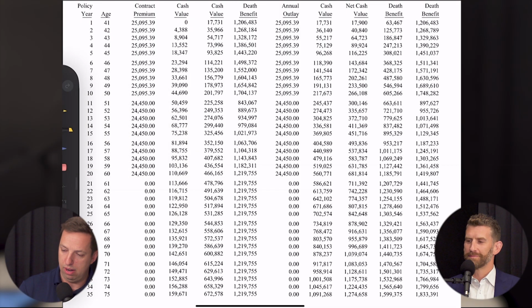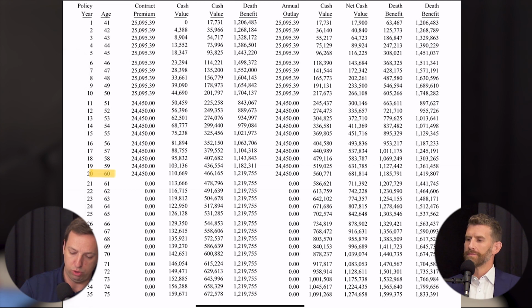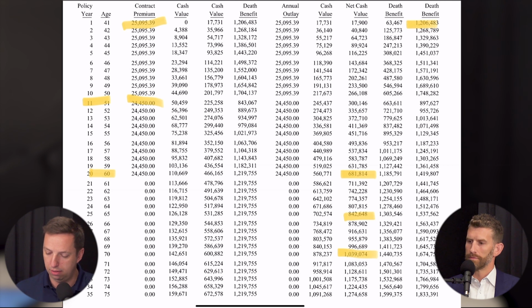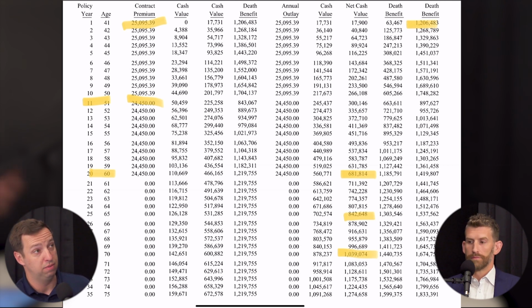So let's look at it. Here's our One America policy. We're paying in for 20 years worth of premium. We start out at $25,000, drop down to $24,000 in the 11th year. We've got a $1.2 million death benefit. Our net cash value in year 20, $681,000. If we go down to year 25, $842,000. If we go down to year 30, $1,039,000. So really pretty healthy cash values.